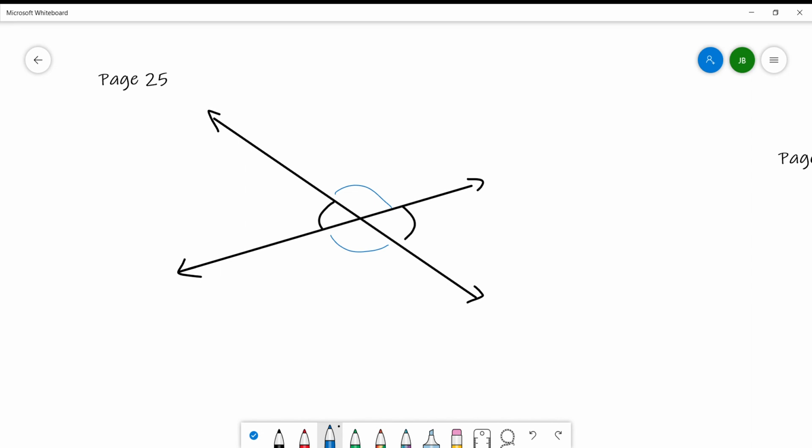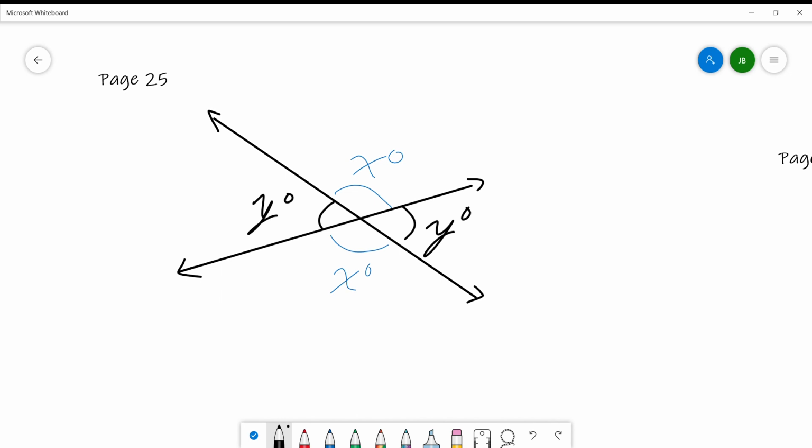Any two angles that have the same exact angle measure are called congruent angles. Congruent angles have the same angle measure. Therefore, vertical angles are always congruent. See how that works? No matter what, if this is x degrees, then this will also be x degrees. And if this is y degrees, this angle will also measure y degrees. They are vertical angles. They are also congruent angles.